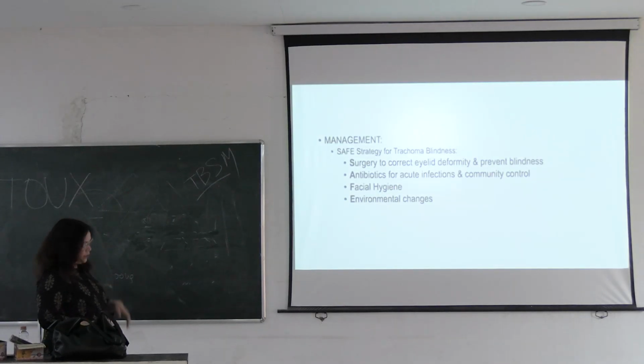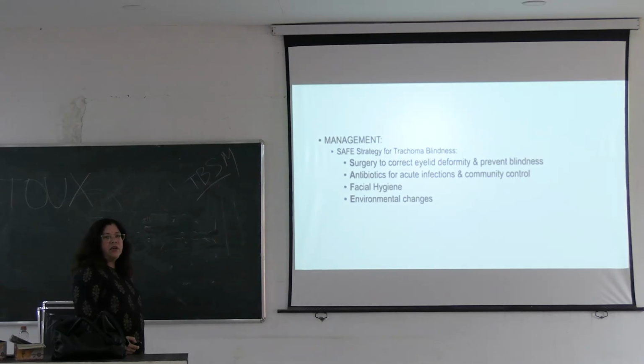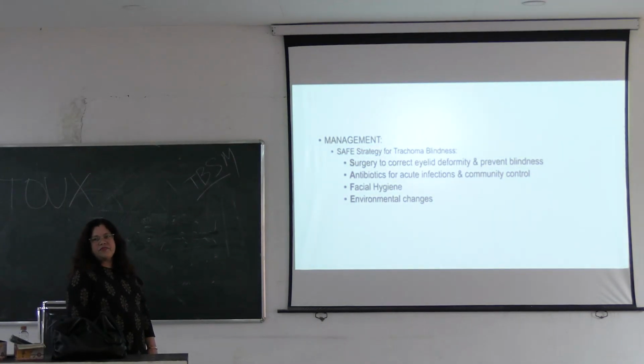And for management, there is also a control program, named SAFE: strategy for control of trachoma blindness. S is for surgery, to correct the deformity of the eyelid and prevent blindness. A is for antibiotics, to treat the acute infection and for community control. F is for facial hygiene, and E is for environmental changes. So it is called the SAFE strategy.